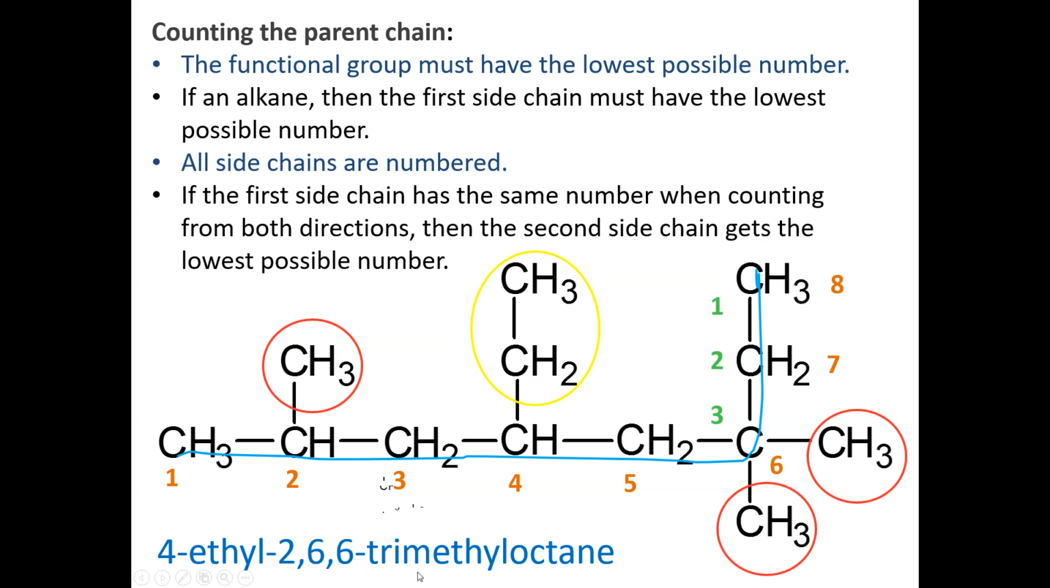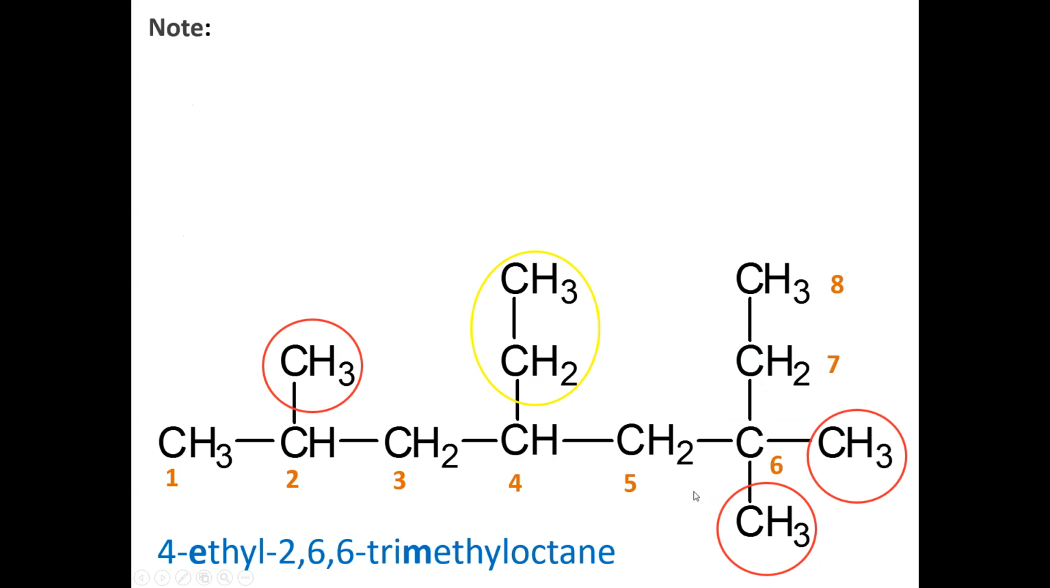Notice the ethyl is before the methyl because E comes before M in the alphabet. And notice the commas between the 2, 6, and 6. Notice I have got 6 for this methyl and 6 for that methyl. Every side chain must have a number.